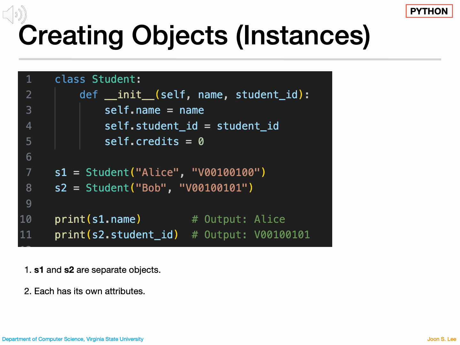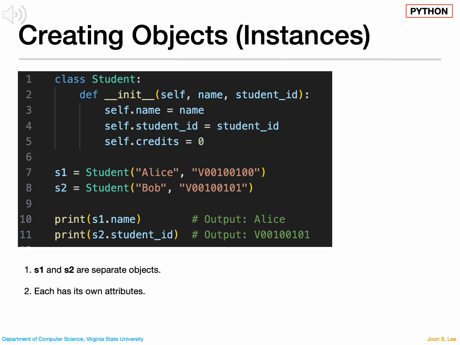On line 8, we create a second object, S2, and send in Bob and V001000101. Even though both objects come from the same class, they are completely separate objects in memory. Each object has its own copy of the attributes. S1 has its own name, ID, and credits, and S2 has its own name, ID, and credits.